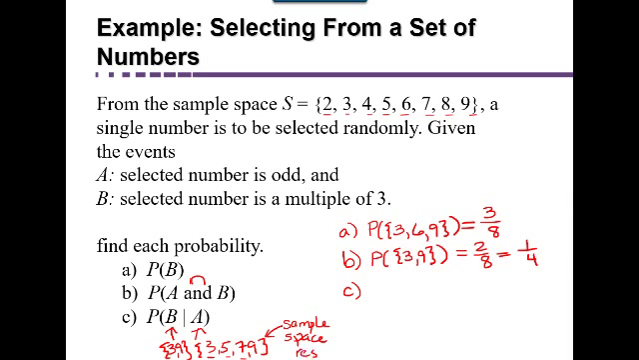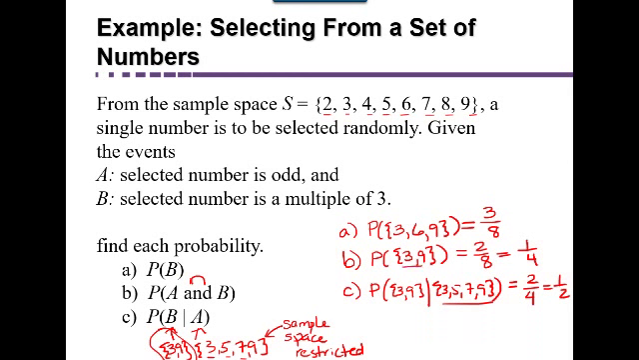3, 9. But the difference here is that our universe of possibilities has shrunk, right? Our sample space has been adjusted or restricted because we know that the other members of the sample space, 2, 4, 6, and 8, did not happen. So when we're calculating our probability, we still have our number of favorable outcomes is 2, but we've restricted our total number of possible outcomes down to 4. So the probability that we get a 3 or a 9, given that we know we got a 3, 5, 7, or 9, is going to be 2 out of 4, or 1/2.